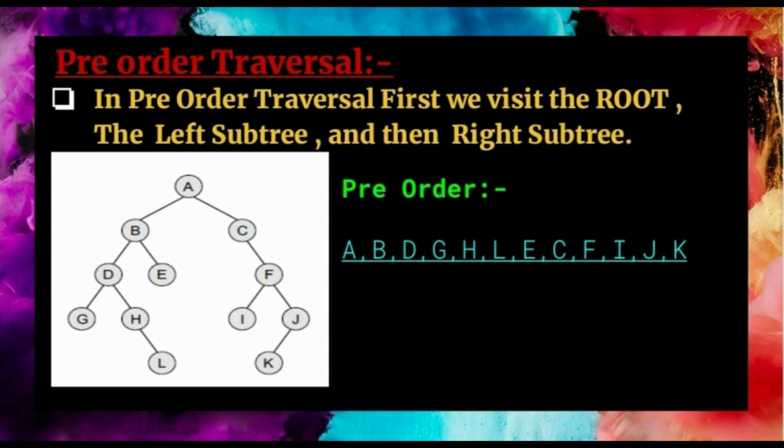Now for A, the complete left subtree is visited and we go for the right. Now we need to go for the right of C. There is no left for C. Moving towards the right, which is F. There is a left subtree for F, that is I. Next right is J, which has left as K. And printing it, therefore the pre-order traversal is A, B, D, G, H, L, E, C, F, I, J, K.